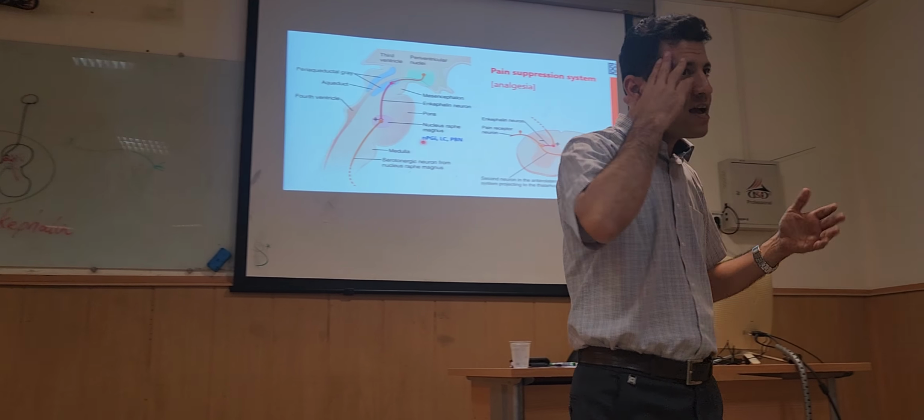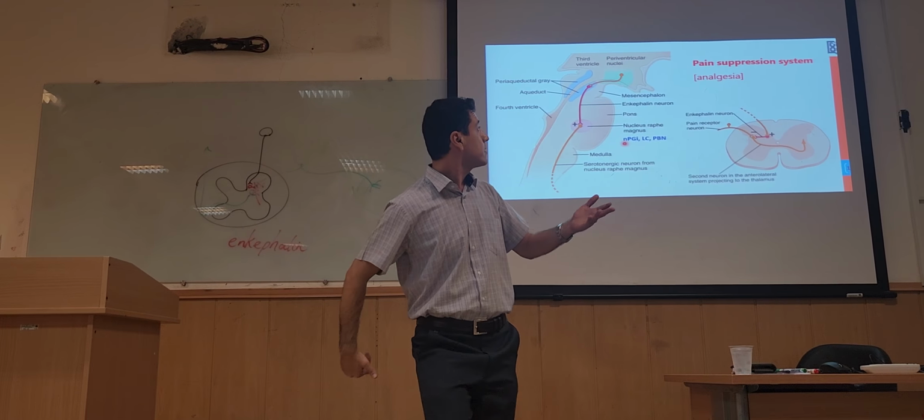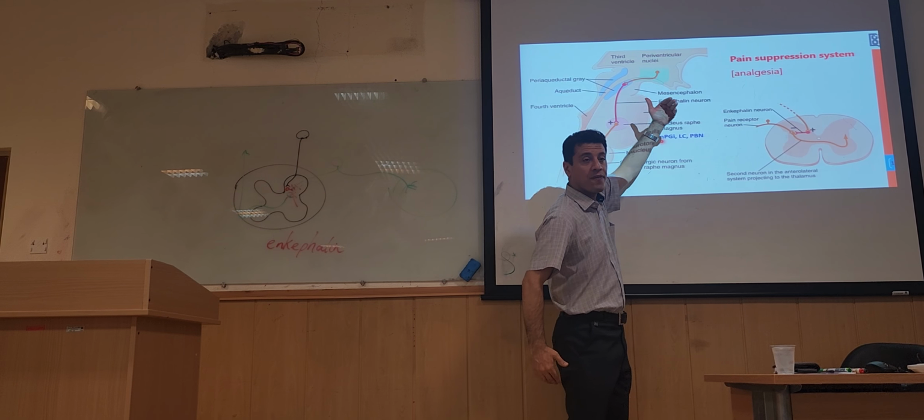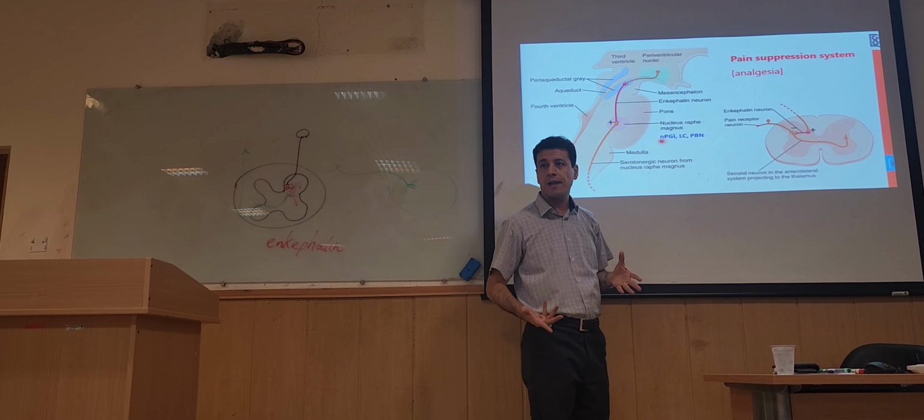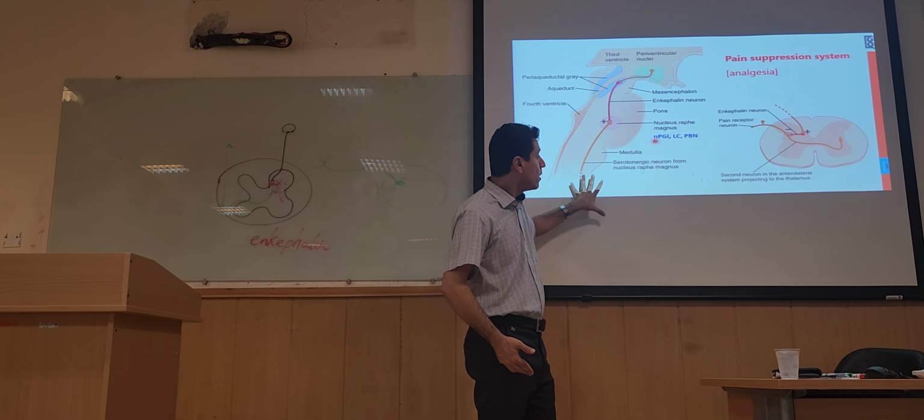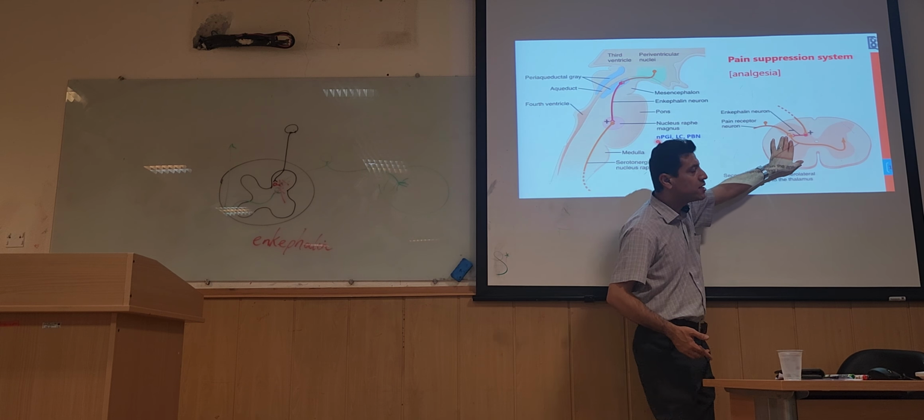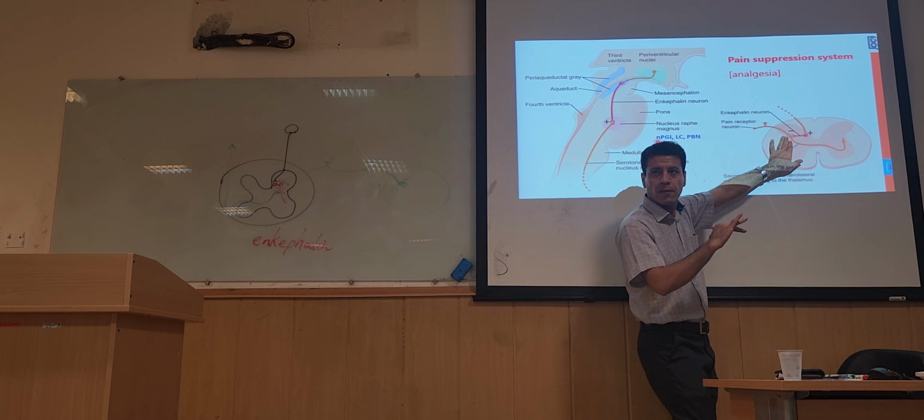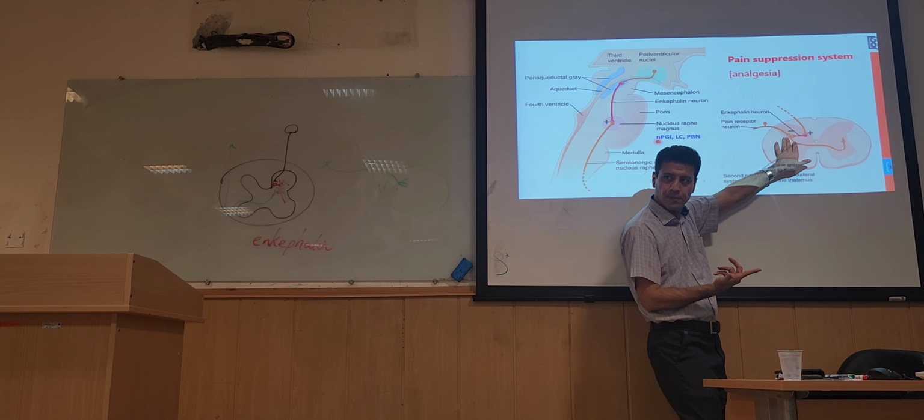Epinephrine, norepinephrine, everything. So the hypothalamus is also active, right? The periventricular nuclei is part of the hypothalamus, so this is the origin of this system. This system is active very strongly, so it can inhibit pain signals. Pain signals come to the spinal cord, but they cannot go up.